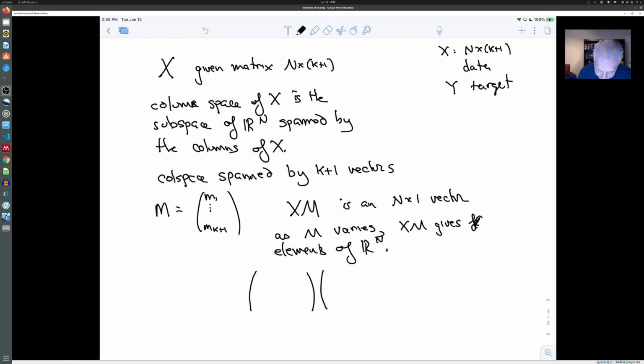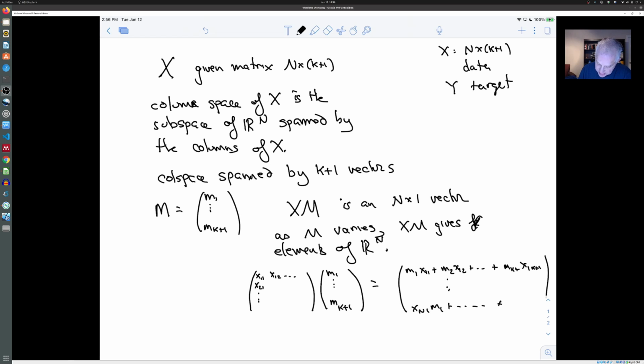if we write our matrix x, and here's m1 down to mk plus 1, when we do this matrix multiplication, the first entry of the product is going to be m1 x11 plus m2 x12 plus up to mk plus 1 x1 k plus 1. And this is just the rules for matrix multiplication. The last entry is going to be xn1 m1 plus up to xn k plus 1 mk plus 1.